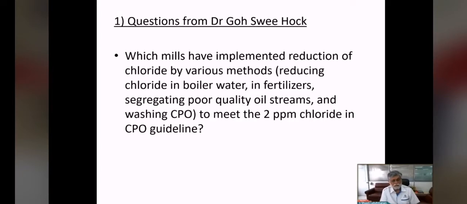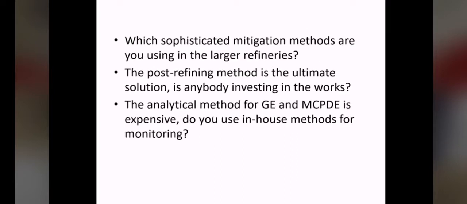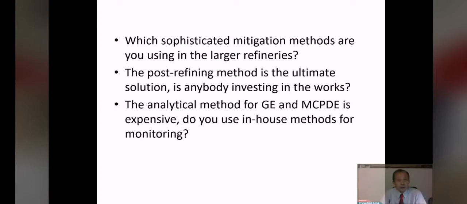Okay, thank you. I think we can go on to the next question. Yeah, I think there are 3 questions here. So you can see that, so you can answer them, I think, in sequence. Which sophisticated mitigation methods are you using in larger refineries? That may already have been partly answered. The post-refining method is the ultimate solution. Is anybody investing in the works? I think that's the removal of GE. And the analytical method for GE and 3-MCPD is expensive. So do you use in-house methods for the monitoring? I think this will be directed firstly at you, then Engineer Sham. Okay.